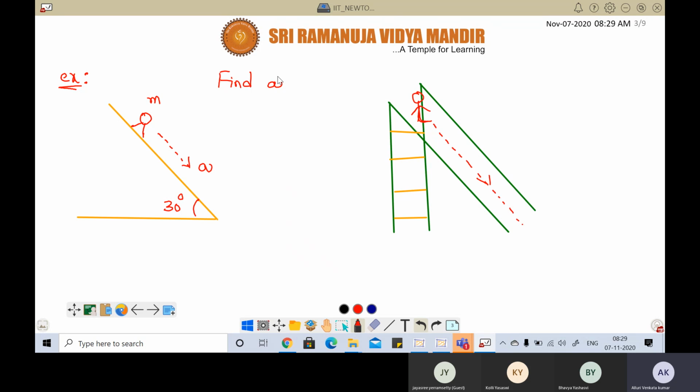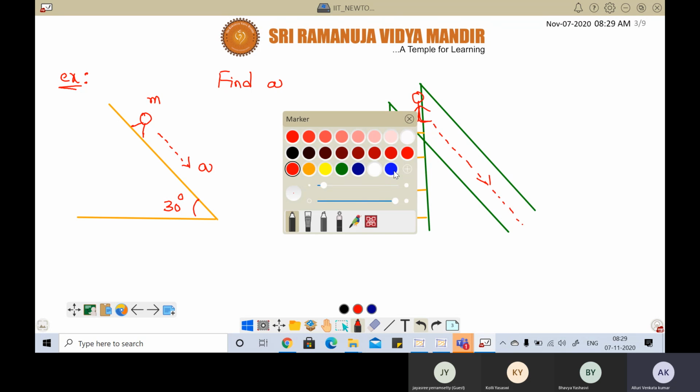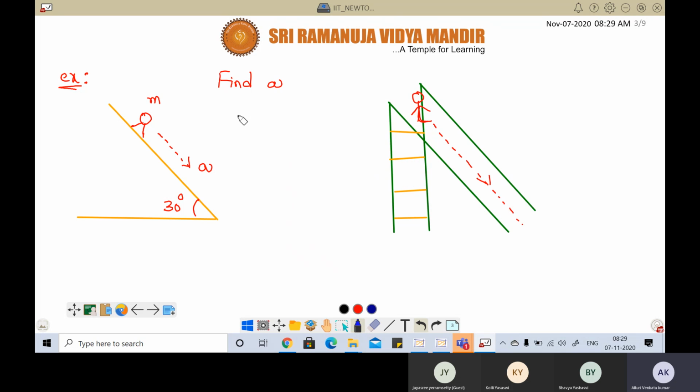Here also, what we have to do is draw the FBD, the FBD of the child. To draw the FBD of the child, consider this child like a block. Now tell me, what are the forces acting on this child?